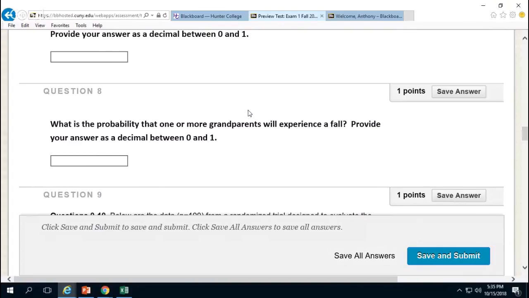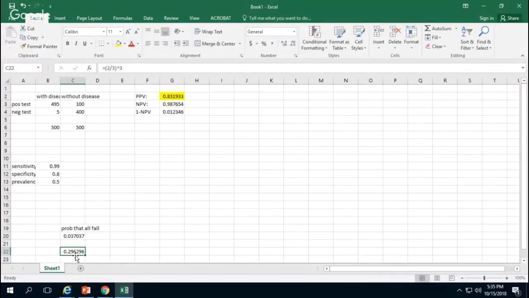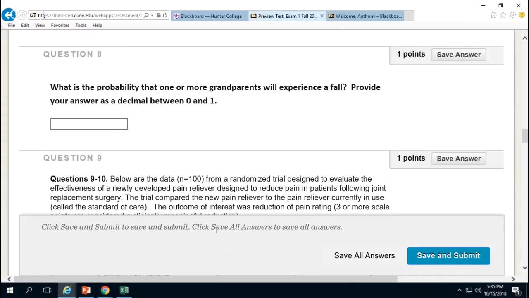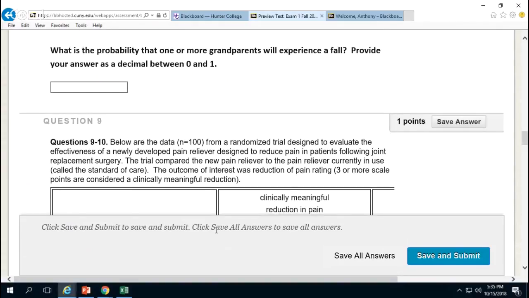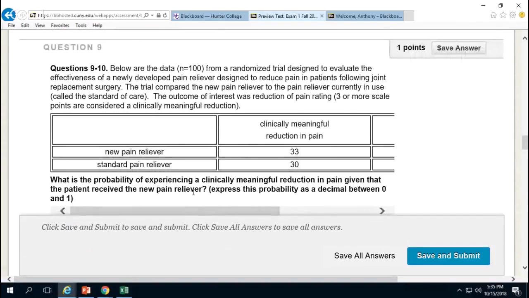It says 1 or more, so 1, 2, 3. Already 1 or more, right. So actually, yeah, 1 or more. I can just take 1 minus this answer that I had here, so it's about 70%. Yep. Good catch.